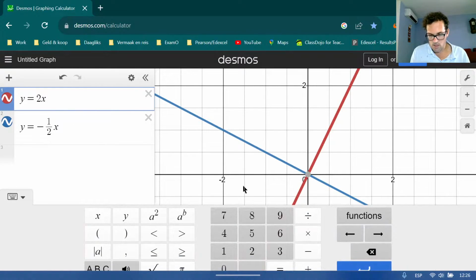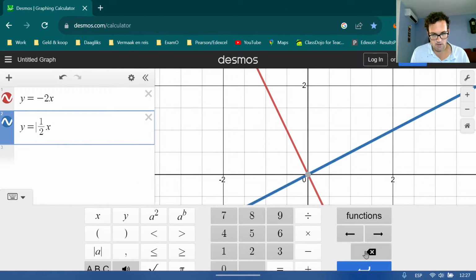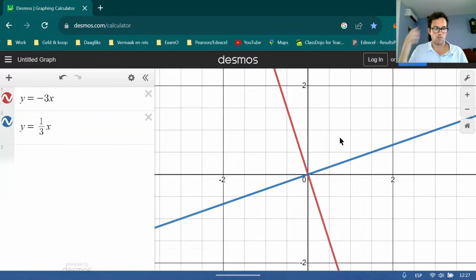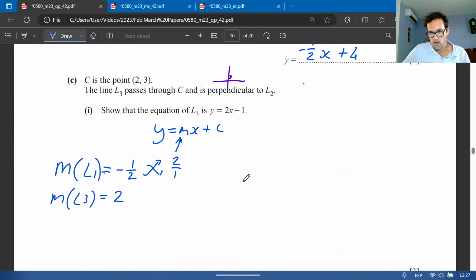So if I were to change this one, let's say to minus 2x, then if I want a perpendicular line to that, I'm going to have to change the sign to a positive, for example. If this is changed to a 3, so the gradient is steeper, I'm going to have to change this to a third to get a perpendicular. Easy as that.